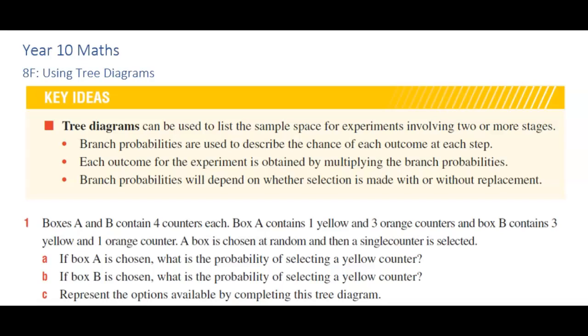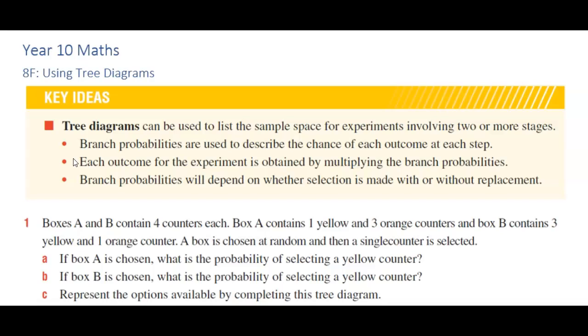Hi ladies, in this video we're going to go through the theory for 8F, which is using tree diagrams. A tree diagram is a way that you can look at different probabilities that involve two or more stages. So kind of like flipping a coin twice or rolling a dice twice or even three times, selecting groups of people, stuff like that. These three dots in the key ideas are extremely important to remember.